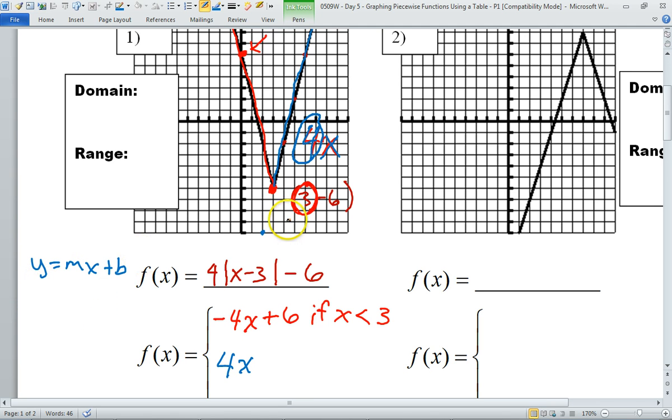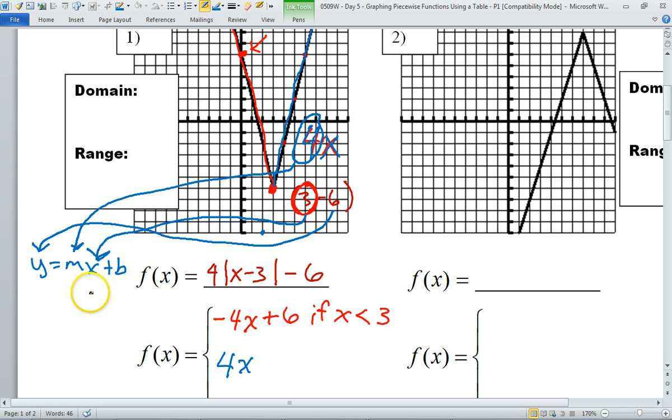Now, I'm going to use the vertex. Why not? The vertex gives me an x value and a y value. So as I do my y equals mx plus b, I'm going to use my vertex for an x and a y, and I'm going to use my slope for the m. So you can see I can just plug in everything except for the b.